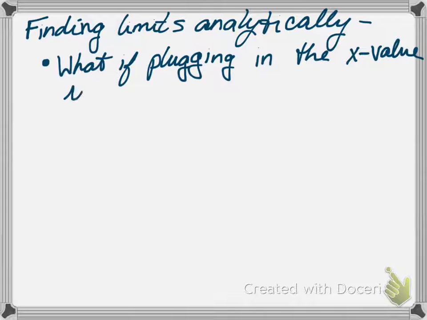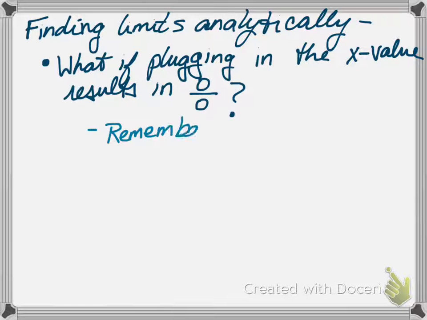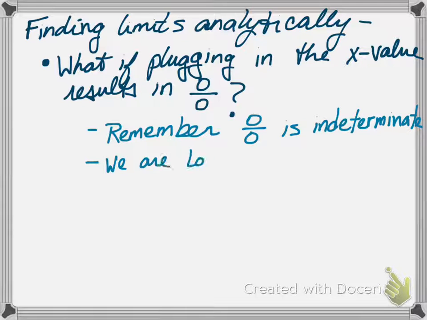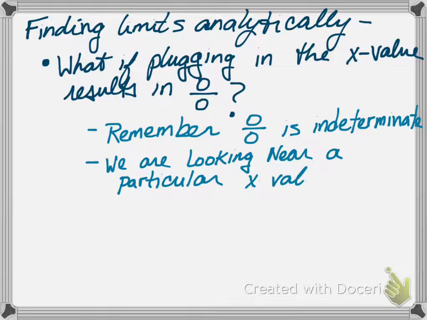So what if we have some expression that when we plug in the x value, we're getting 0 over 0? What do we do then? Because we remember that 0 divided by 0 is indeterminate. We don't know what it equals. But we are also trying to look at the behavior of our expression near a particular x value. So we're not at that x value, we just want to be close to it.